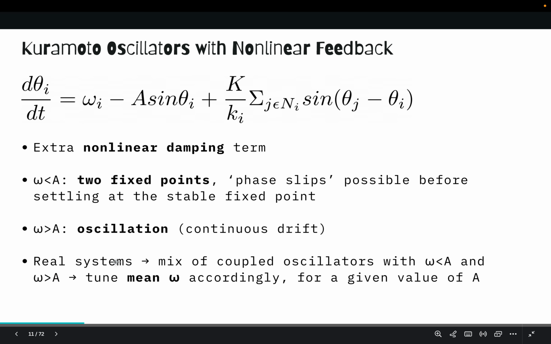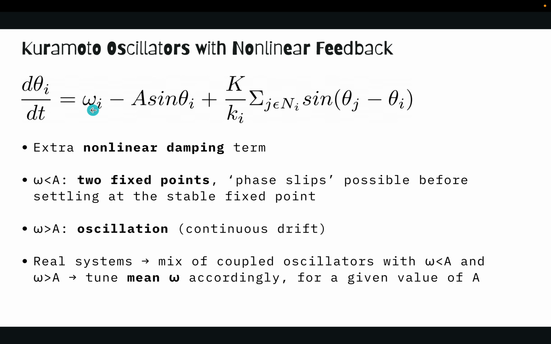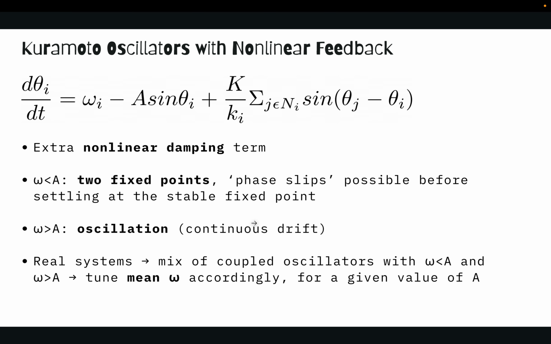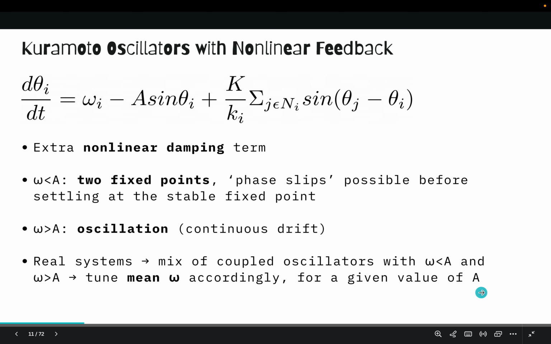In real systems it's always a mix of coupled oscillators, and omega is not the same for all oscillators, you see. That's why we need an index, omega i. So let's say some oscillators among all the oscillators have an omega less than a, and some have an omega greater than a. In real systems you can have a mix of both. You can actually tune the mean value of omega. Let's say you have n oscillators, so you have a distribution of omega values among the n oscillators. For instance, in our simulations, we'll be drawing omega from a normal distribution and randomly assigning the values to the n oscillators. We will see that anyway. So right now, let's move on. You can tune the average value of omega accordingly for a given value of phi.